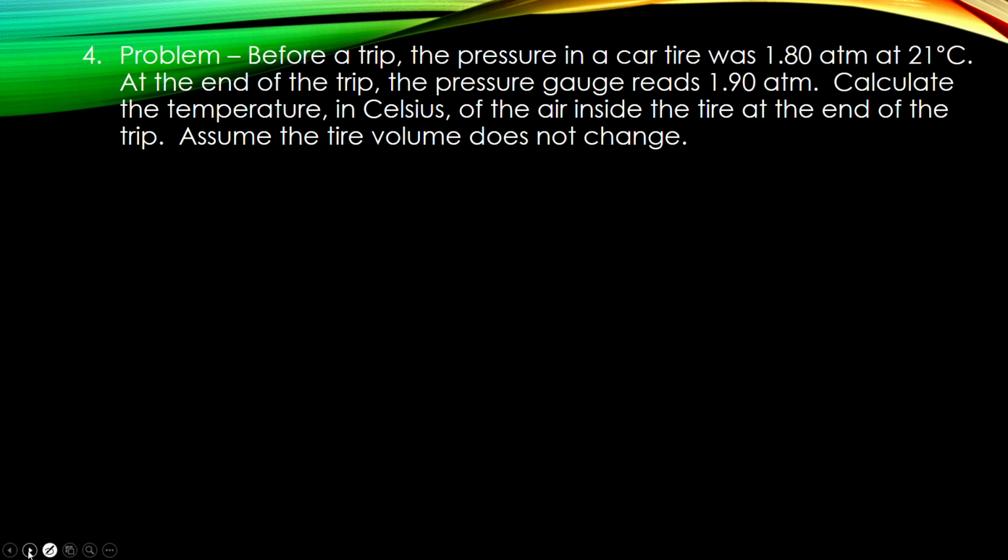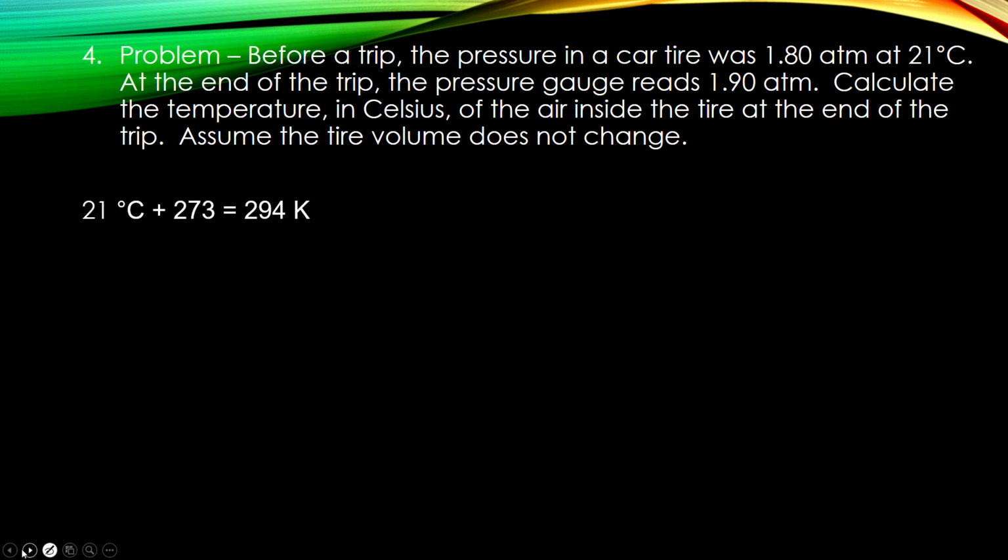All right, so problem here. Before a trip, the pressure in a car tire was 1.80 atmospheres at 21 degrees Celsius. At the end of the trip, the pressure gauge reads 1.90 atmospheres. Calculate the temperature in Celsius of the air inside the tire at the end of the trip, and we have to assume the volume of the tire does not change. So again, the first thing that we need to do is change that temperature to Kelvin.